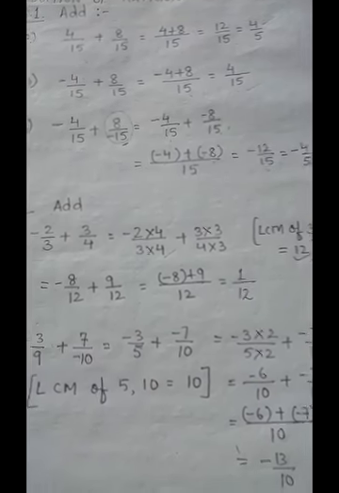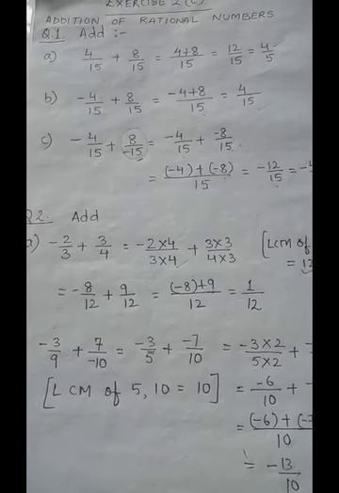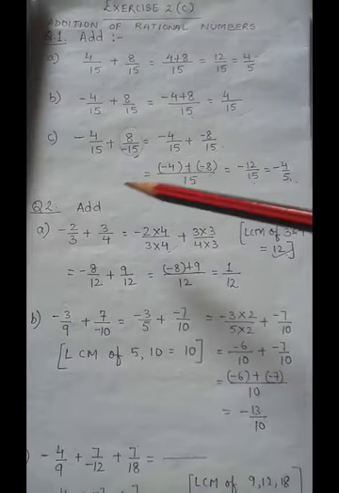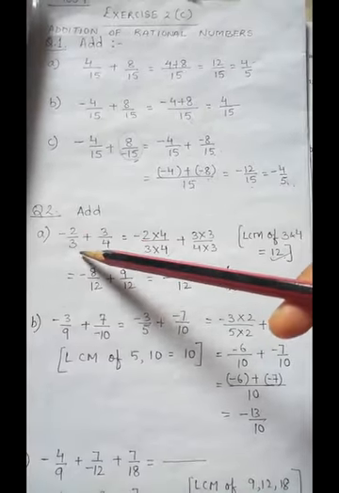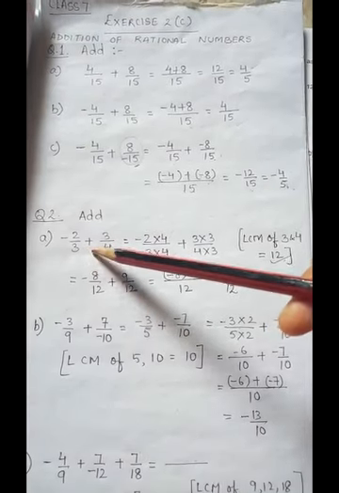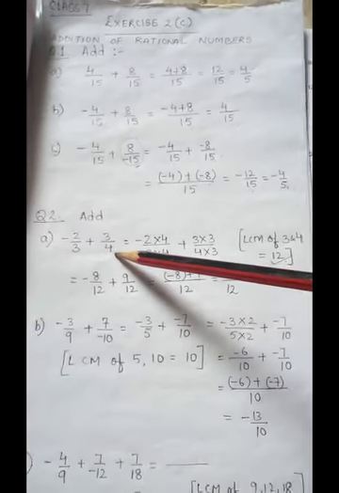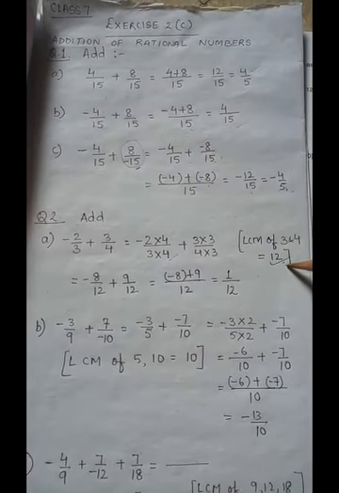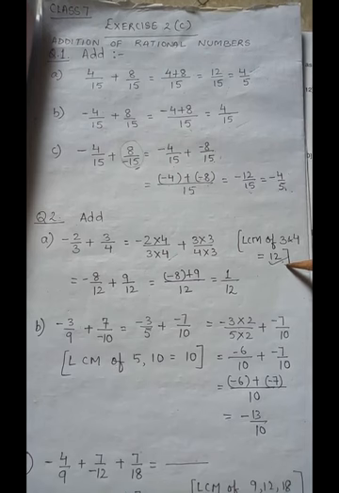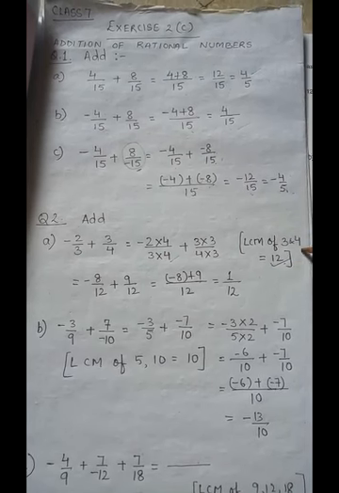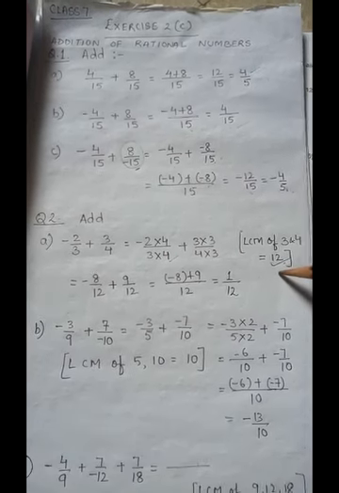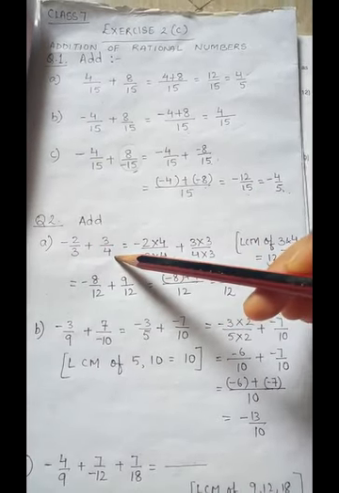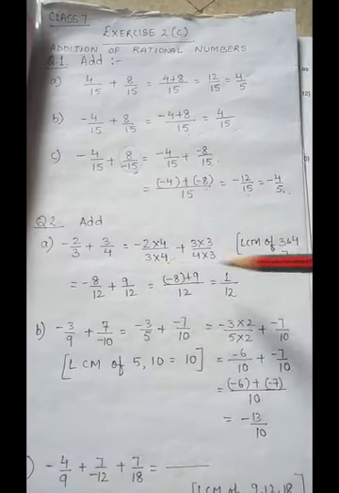Next, let's see what we are supposed to do when the denominators are unequal. Let's take an example: minus 2 by 3 plus 3 by 4. The denominators are unequal. We will first find the LCM of 3 and 4. It is 12. Now we will express the given rational numbers with denominator equal to 12.